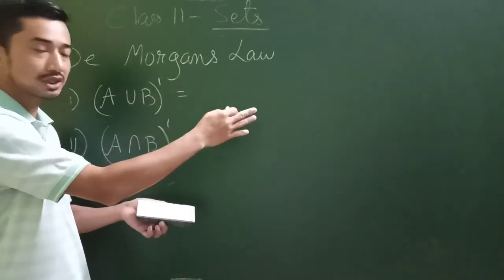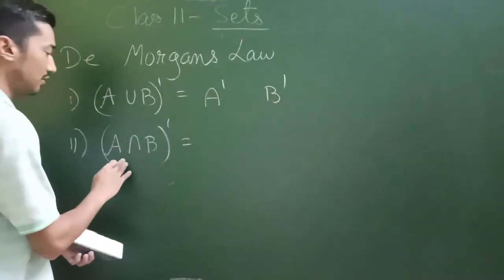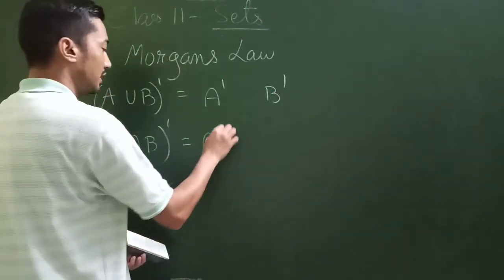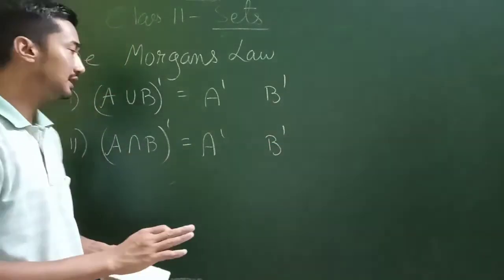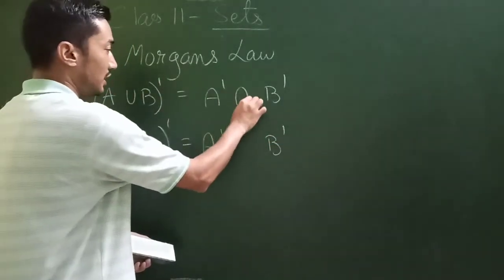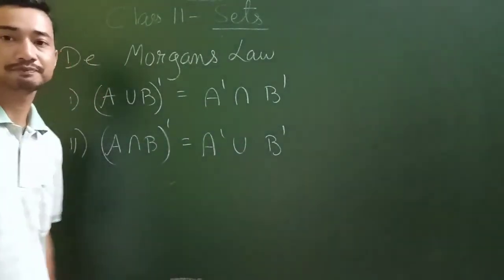Very easy to remember, that is (A union B) complement. You want to distribute this complement? Fine. A complement, B complement. Here also, you want to distribute the complement? Fine. A complement, B complement. One small trick involved, that is union changes to intersection, intersection changes to union. Bas.